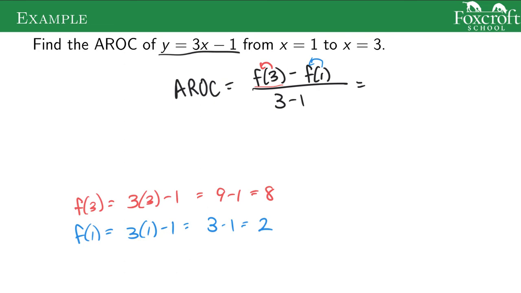All right, so now I can rewrite my formula. f of 3, that's the same as 8. So when I plug in 3, I get out 8. When I plug in 1, I get out 2, over those x values I started with. 8 minus 2 is 6, 3 minus 1 is 2, and I get 3. So on average, I'd have to change by 3 units every single time as I go from 1 to 3.